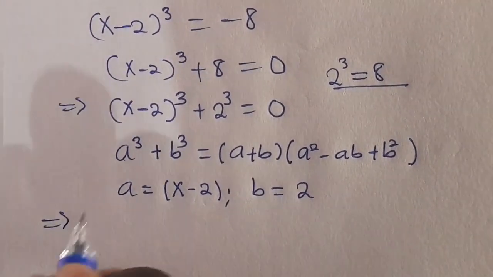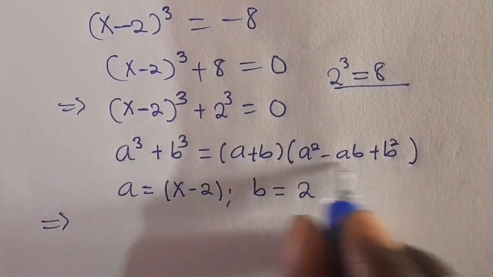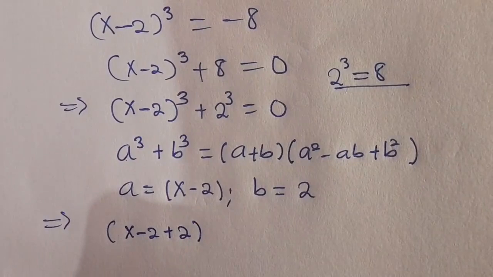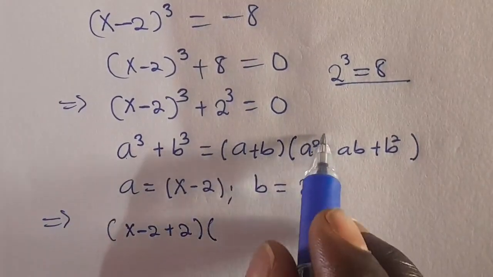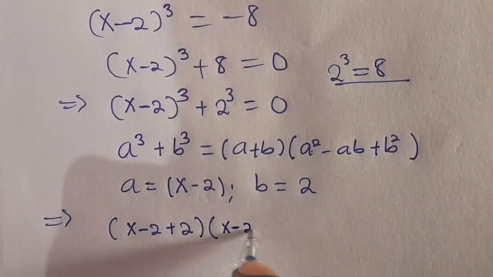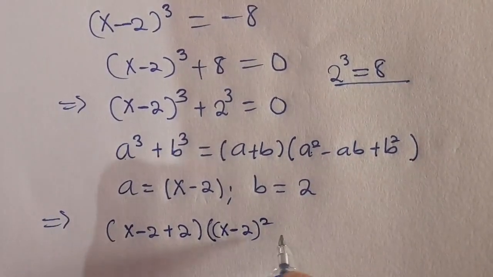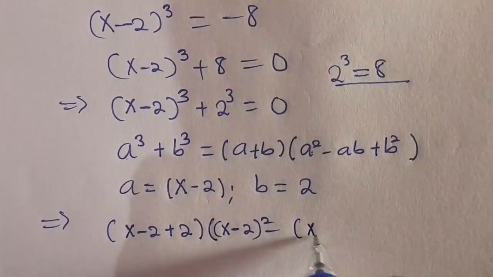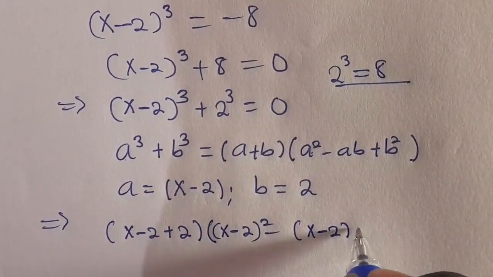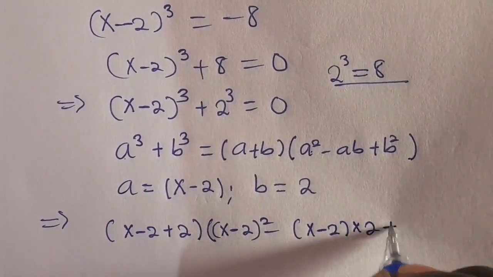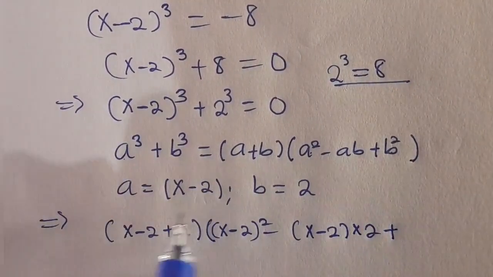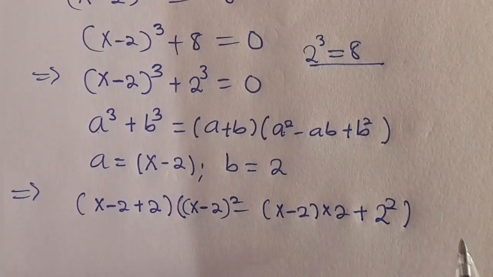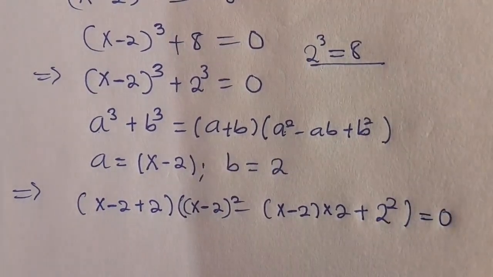And so this implies that we can have this expression as (x minus 2 plus 2), then again multiplied by ((x minus 2) all squared minus (x minus 2) multiplied by 2 plus 2 squared), and we have everything equal to 0.